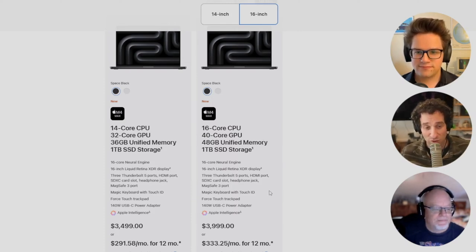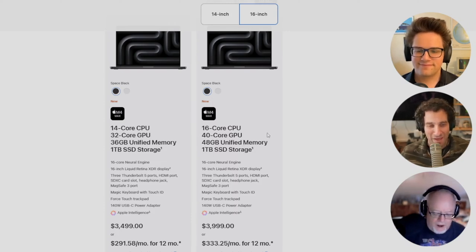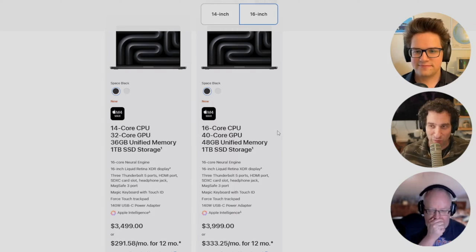If you want to spend an extra $500, you can get the 16-core CPU, so you get 2 extra cores, and a 40-core GPU, and 12 extra gigabytes of memory, so they take it up to 48 gigs. I don't think that's worth it for $500. That's just icing at that point. I don't think that you're going to need that level of performance. I don't know what you would be doing to require that level of performance.